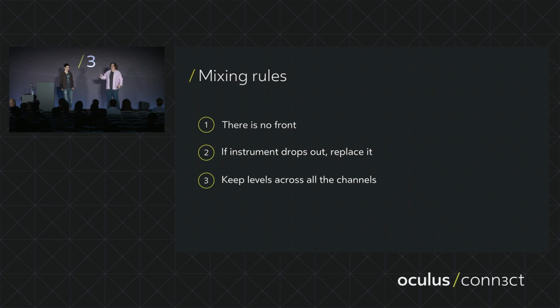Things we found: if an instrument drops out or one of the quad speakers goes low, you need to replace it with a different instrument in that spot. So there's always constant level in all the spots around you. Also, if the music drops or builds, you want it to build across all the channels. You don't want it just to come up in certain areas because it's going to be off. Because once again, you have no idea what direction the player is going to be facing at any time.